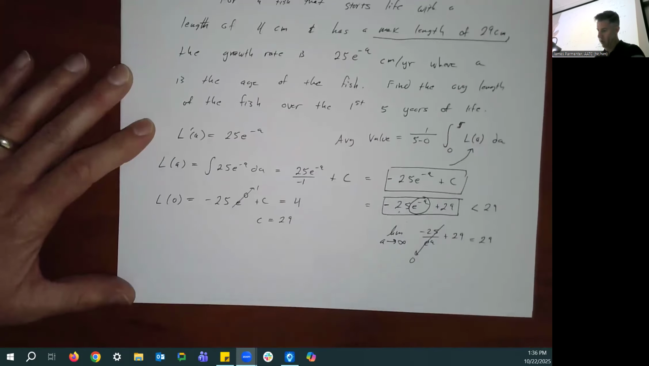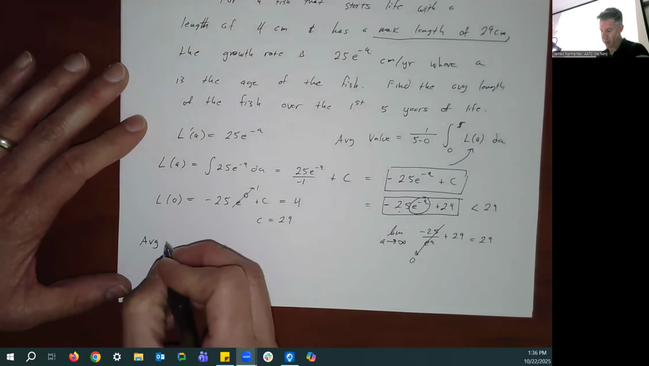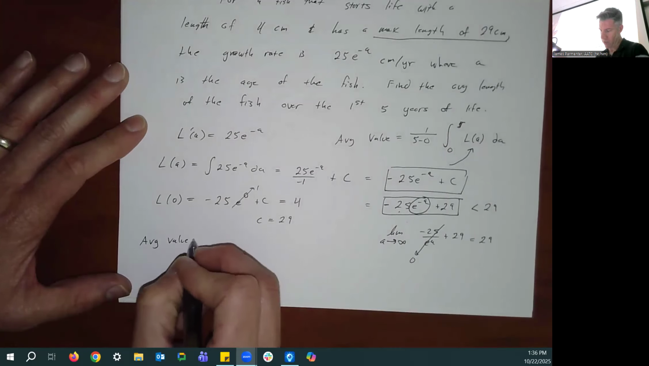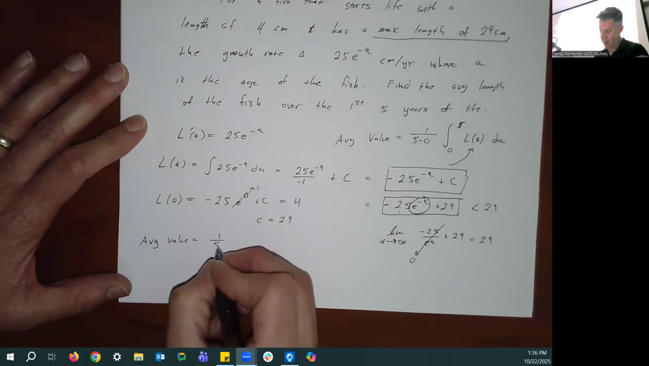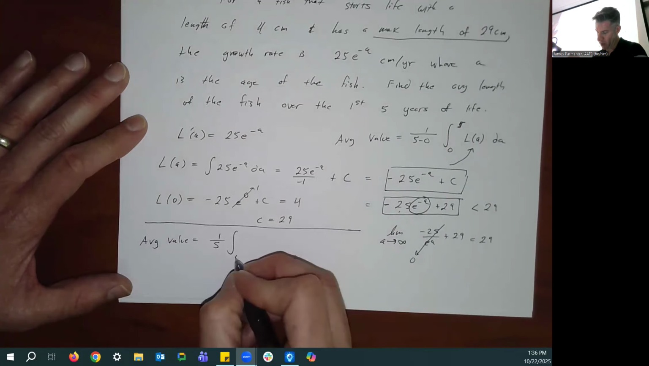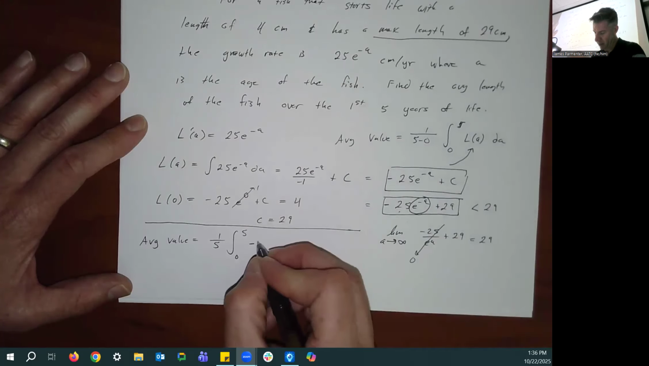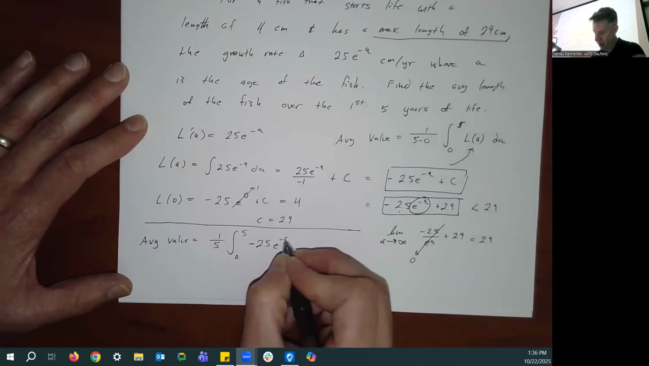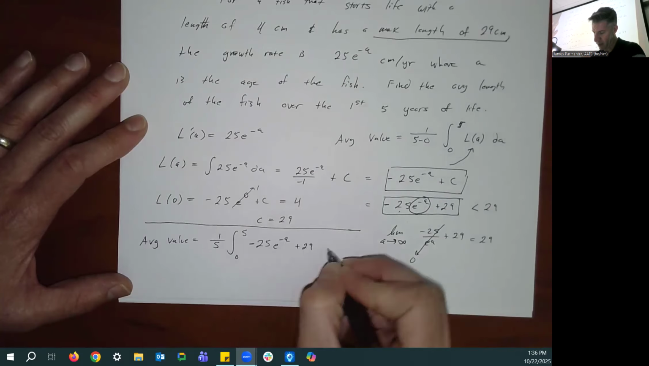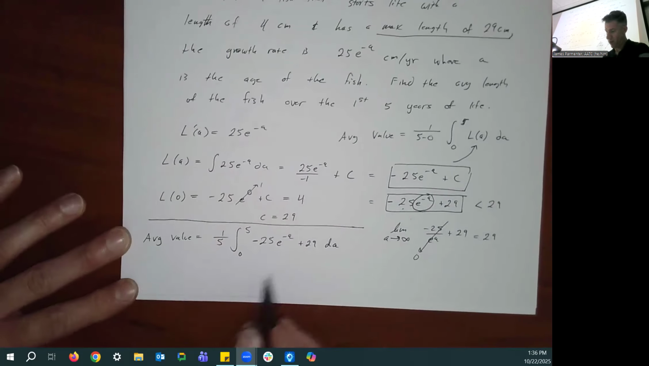What we really wanted to do is calculate the average value. So our average value, or our average length, is going to equal 1 over 5 times the integral from 0 to 5 of our function, which is exactly this: negative 25 e to the negative a plus 29 dA. And the rest of that's not too terrible. We're going to integrate this.